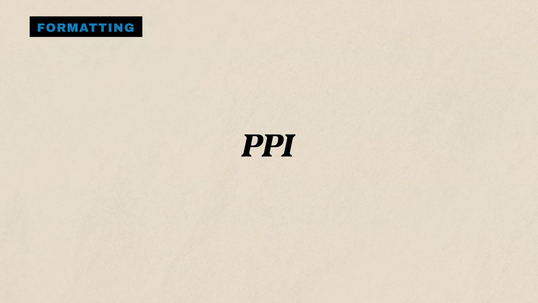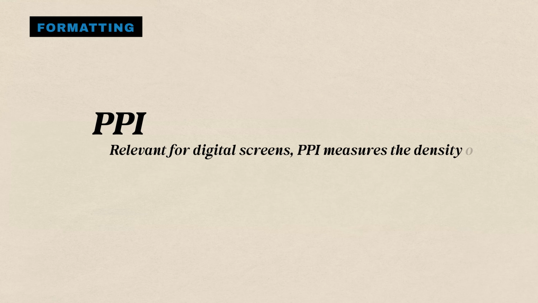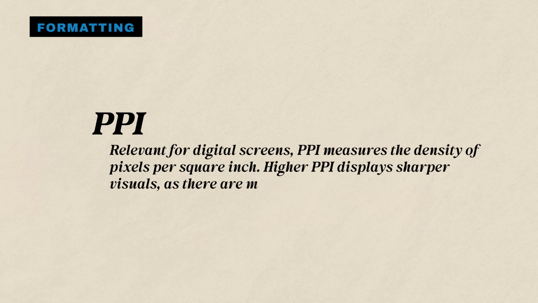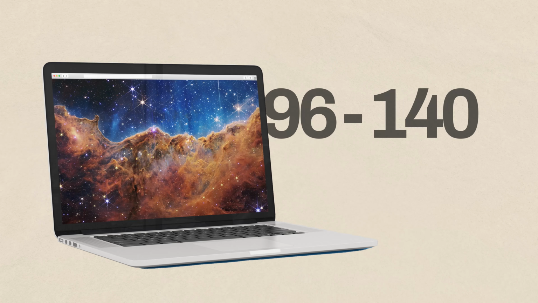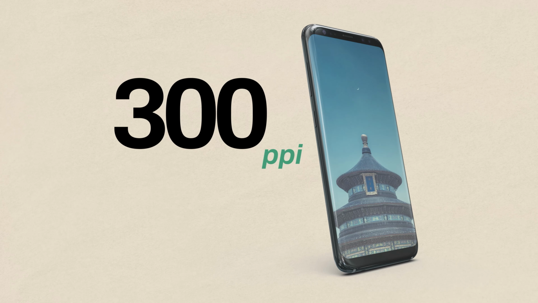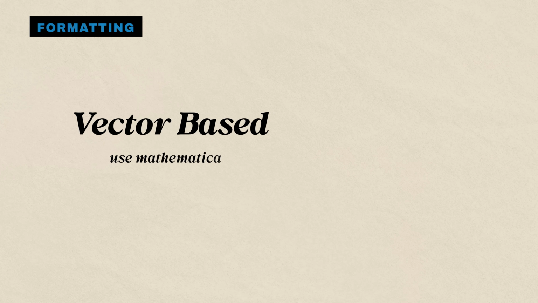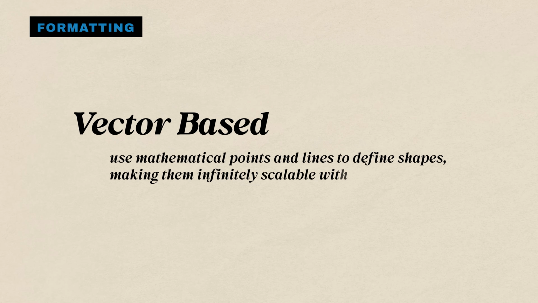PPI stands for pixels per square inch. Relevant for digital screens, PPI measures the density of pixels per square inch. Higher PPI displays sharper visuals, as there are more pixels packed into the same space. Standard laptop and monitor screens average between 96 and 140 PPI, while smartphones might have higher PPIs like 300, making images appear even sharper.